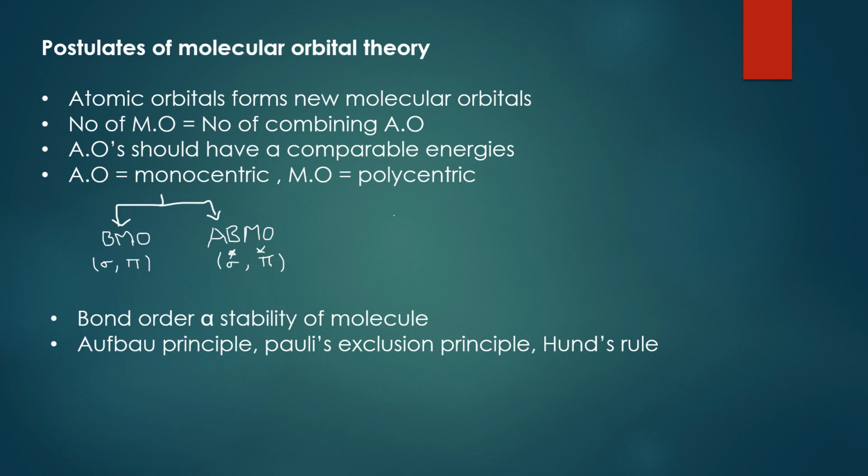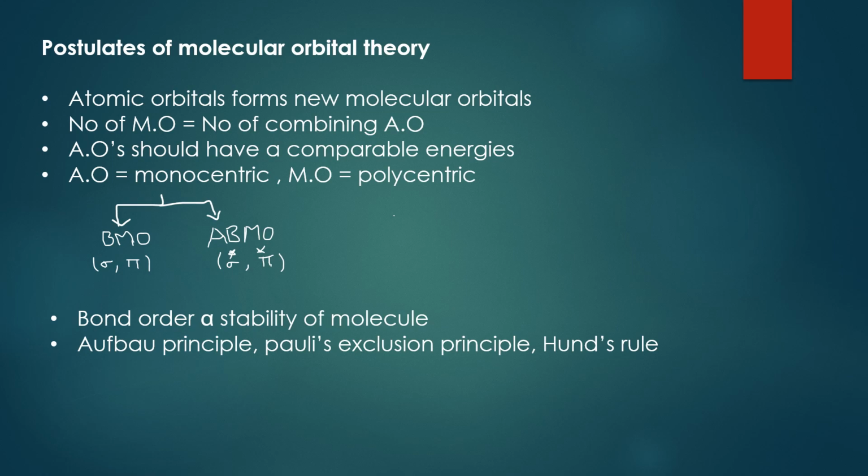Atomic orbitals are monocentric, whereas molecular orbitals are polycentric. It means the electron of an atomic orbital is influenced by a single nucleus, termed monocentric, whereas the electrons in molecules are influenced by more than one nucleus, termed polycentric.